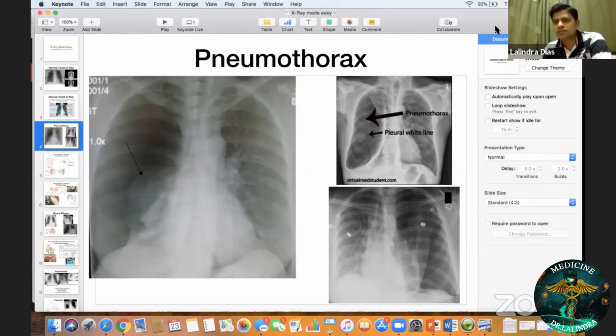What's a pneumothorax? Right? Now, pneumothorax is a condition where you have gas or air filled in the pleural space. Now, usually in you and I, we have two lungs. The outer covering of the lungs is called the visceral pleura.